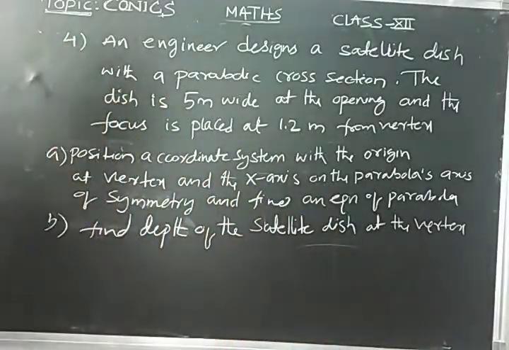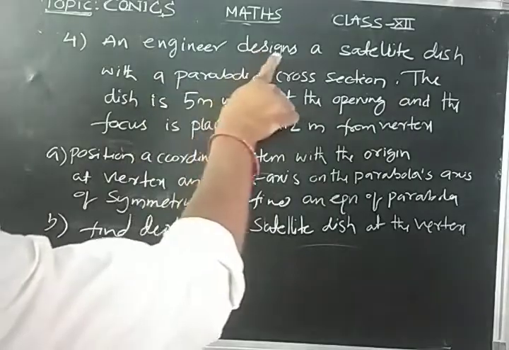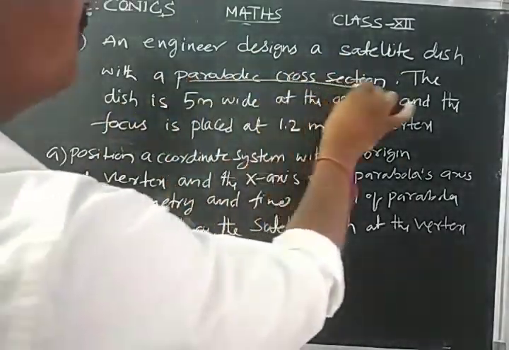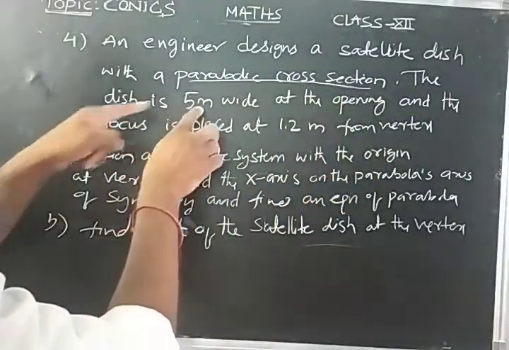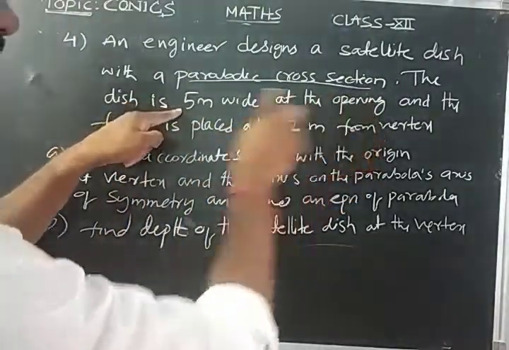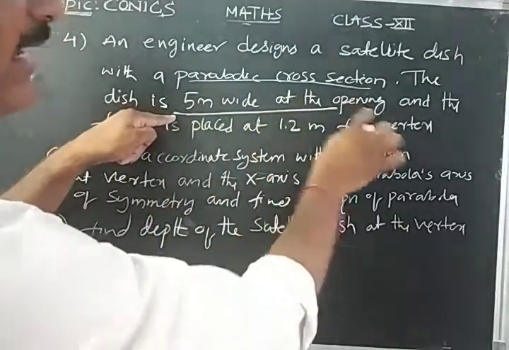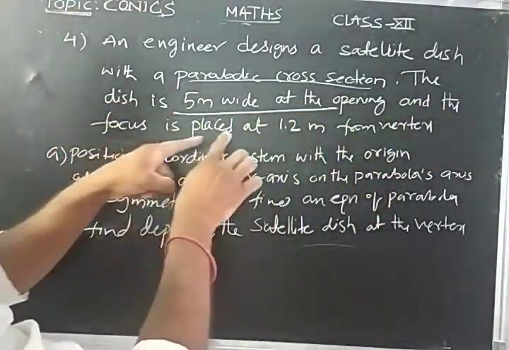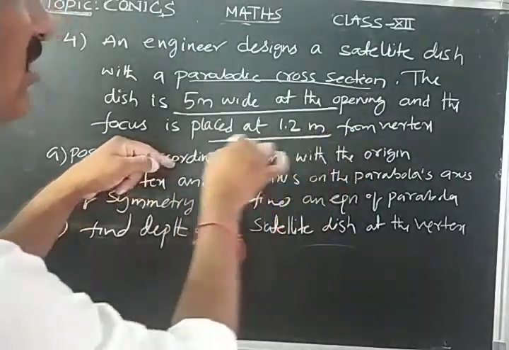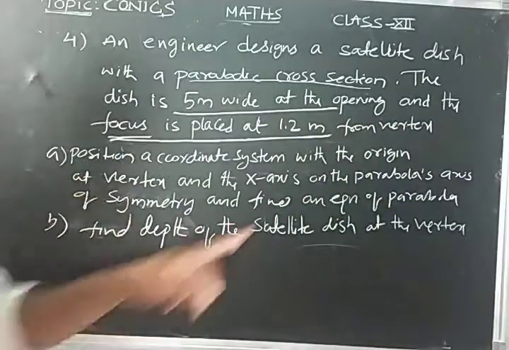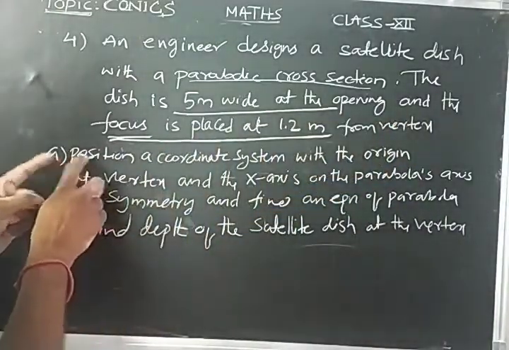Now see question number 4. An engineer designs a satellite dish with a parabolic cross section. That dish is 5 meters wide at the opening, and the focus is placed at 1.2 meters from the vertex. Okay, from the vertex. Here, we have two questions.